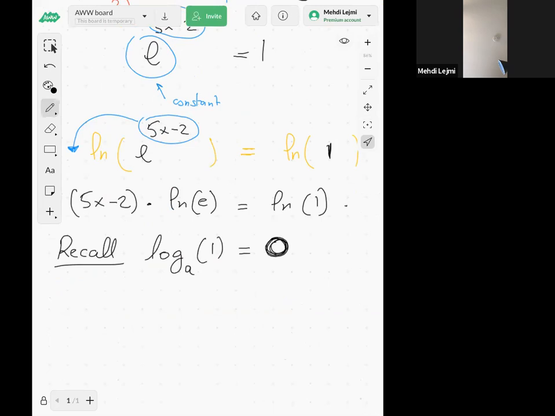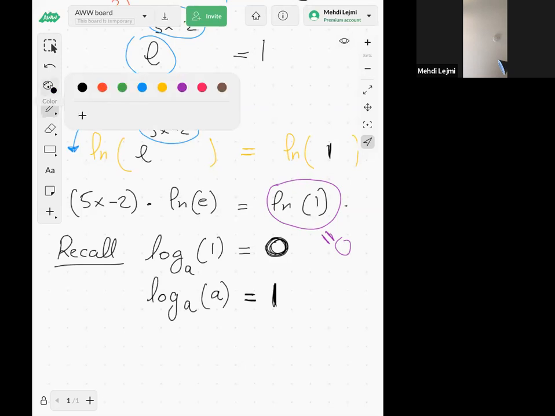And so this natural log of 1 is going to be 0. Keep in mind, log of 1, it doesn't matter the base, it's just 0. Now, the other property of the log is that if you have a log of a in base a, then this is always equal to 1. Now, you see this natural log of e?